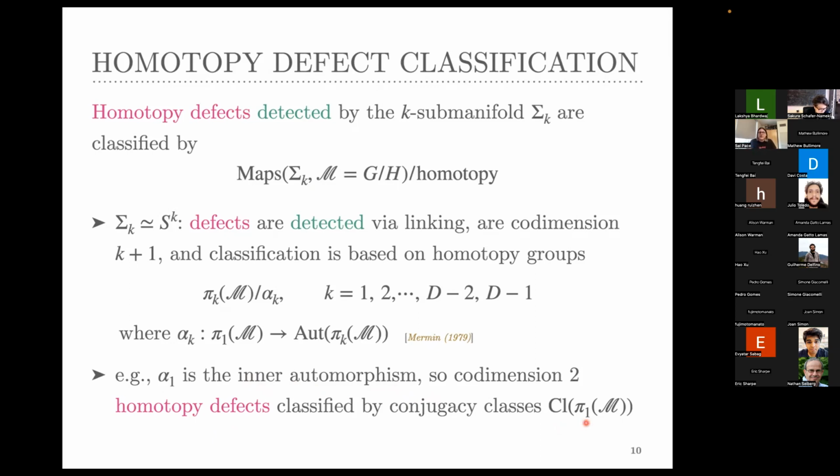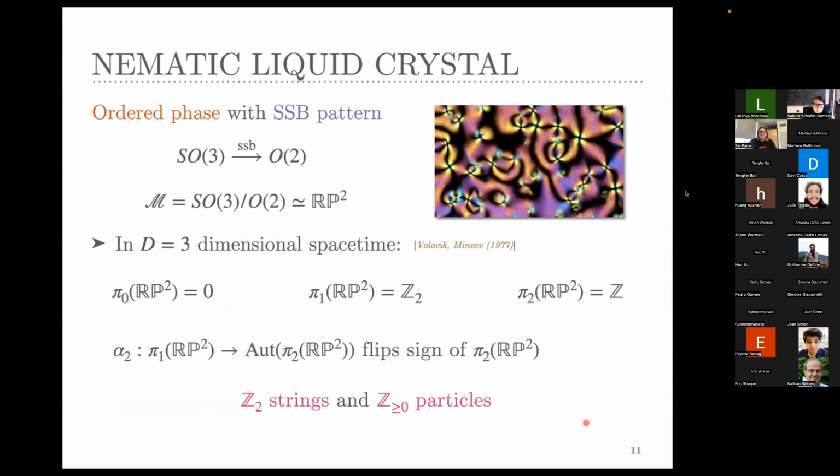So let me give an example. And we'll go back to the nice picture that was on the title slide, which is called a nematic liquid crystal. If you know LCDs, liquid crystal displays, it's that type of liquid crystal. So this is an ordered phase where there's a symmetry breaking pattern. SO(3) gets broken down to O(2). The order parameter manifold is SO(3) mod O(2). This is the same as RP2, which is the real projective plane.